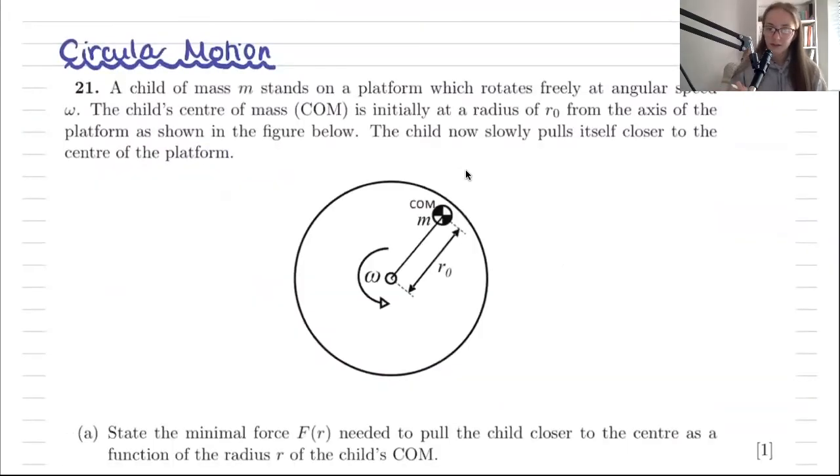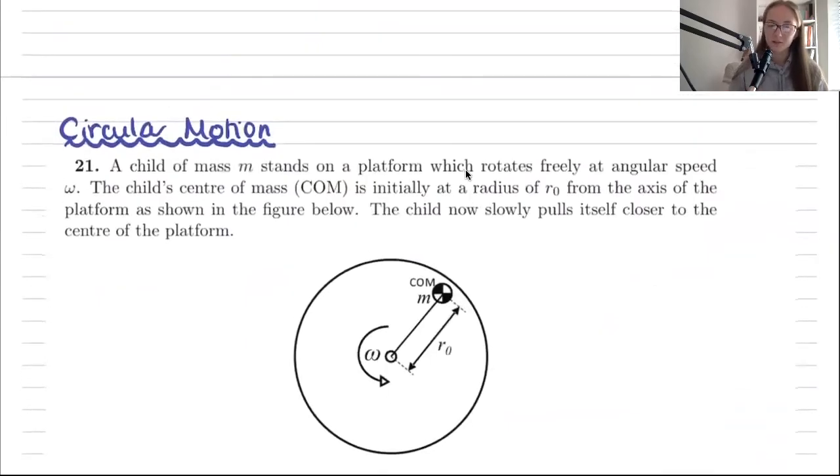Okay, circular motion. I think circular motion was something that I hadn't actually covered in school yet before the PAT. So I hope you've studied it, because it can be a little bit tricky to get your head around. But this question, I remember this being quite complicated as well. A child of mass m stands on a platform which rotates freely at angular speed omega. The child's center of mass is initially at a radius r0 from the axis of the platform, as shown in the figure below. The child now slowly pulls itself closer to the center of the platform.